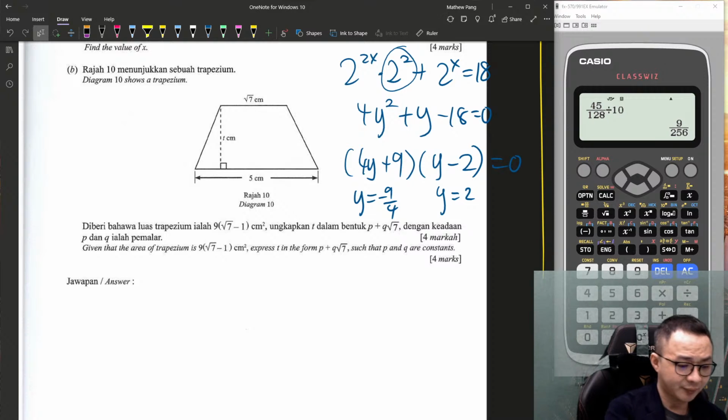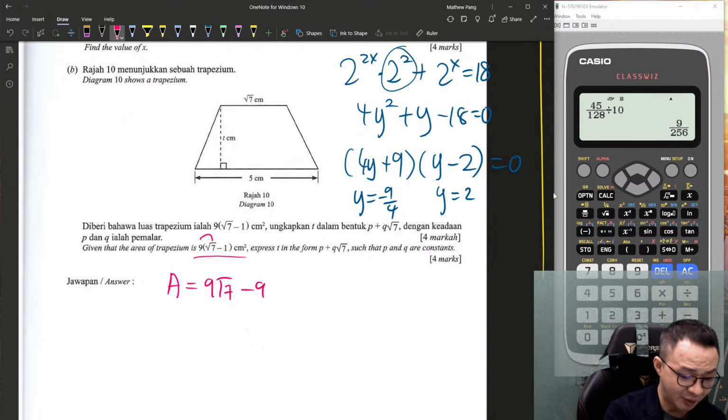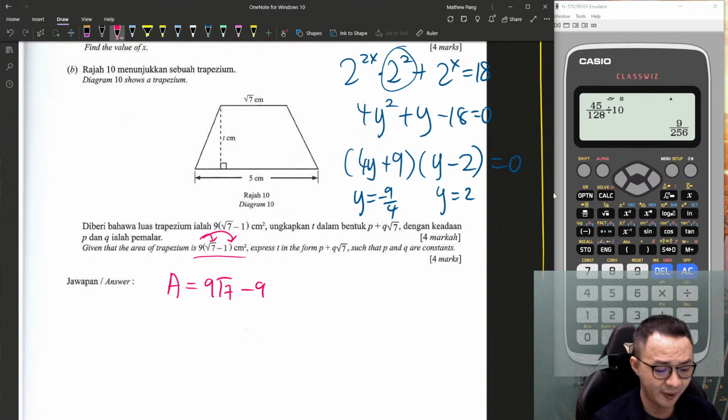B. Okay, we have a trapezium. So given the area of trapezium is this one. So area is given 9 sub 7 minus 9. Okay, express t in terms of p. Express t in the form of p plus q sub 7. Okay, this one obviously is surd question now.